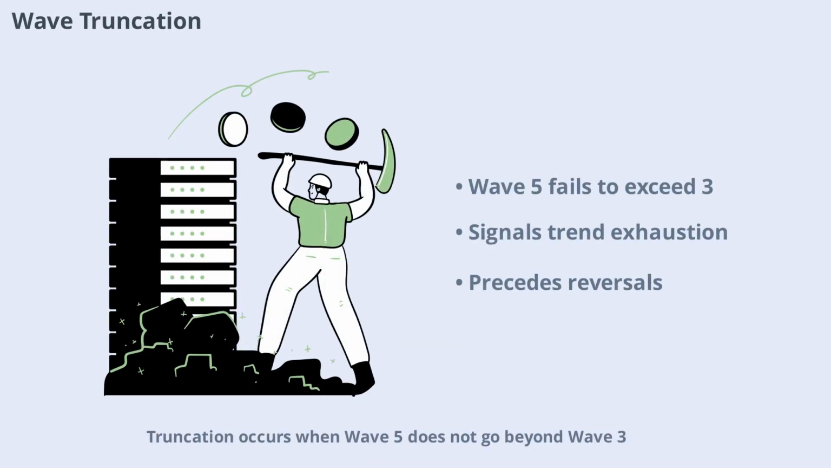Truncation occurs when wave 5 does not go beyond wave 3. This is called a truncated fifth. Truncations are rare but important, as they signal exhaustion in the trend and often precede reversals. Recognizing truncation helps traders avoid chasing moves and prepare for potential corrections.